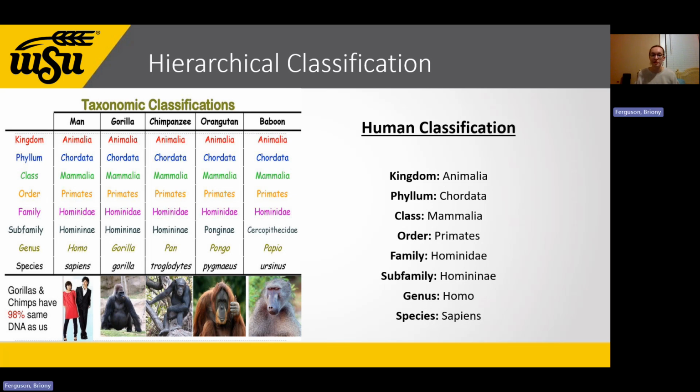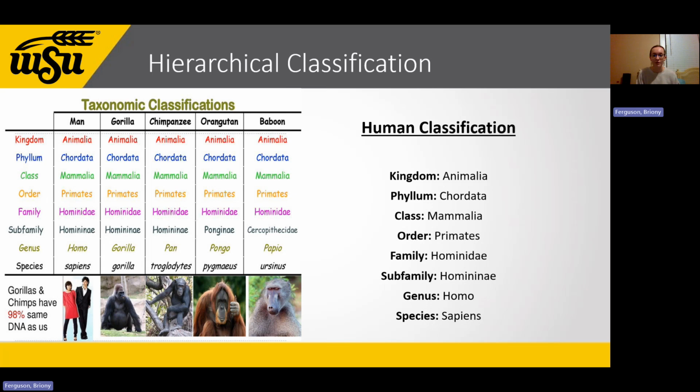So within this classification, you can see that humans kind of follow the same pattern, starting with kingdom. They're in the kingdom Animalia, the phylum Chordata, the class Mammalia, because we're mammals, the order Primates, the family Hominidae, the subfamily Homininae. That can get kind of confusing, so just be careful when you're reading, be careful when you're writing, because it does make a difference. They are also part of the genus Homo and the species Sapiens.